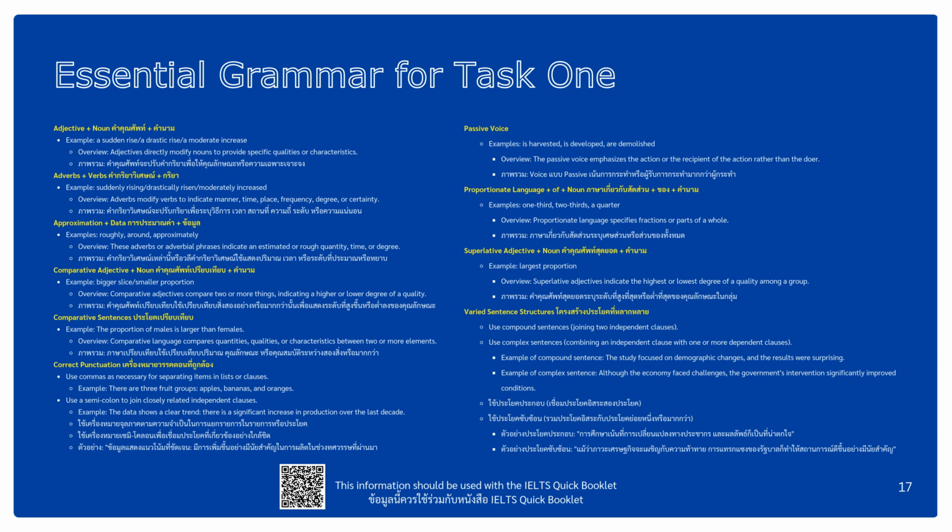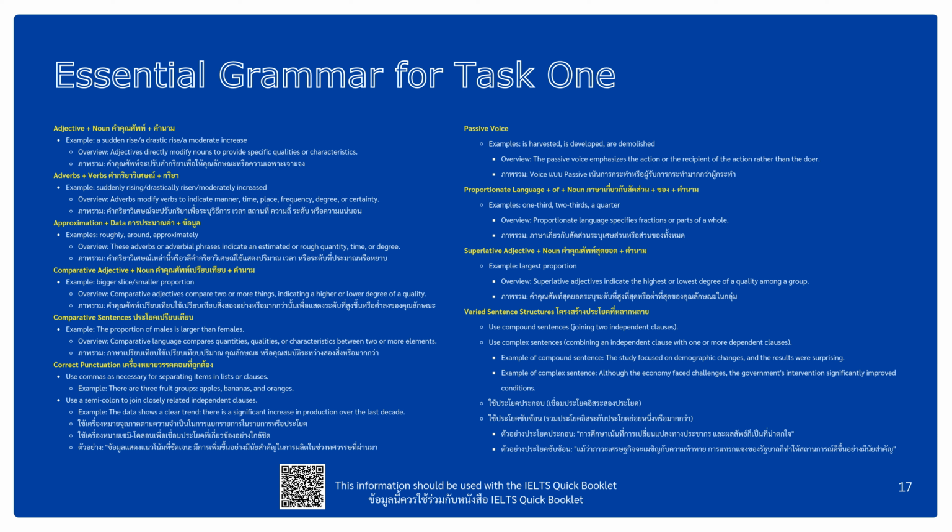Don't forget that correct punctuation is essential, so use commas to separate items in lists or clauses, and a semicolon to correctly close related independent clauses. For example, the data shows a clear trend; there is a significant increase in production.